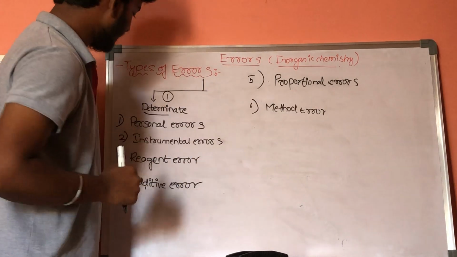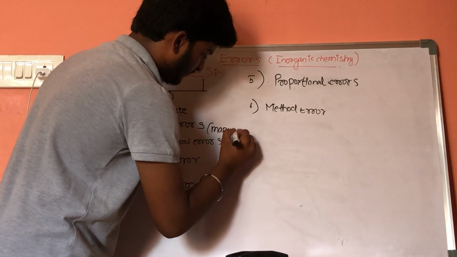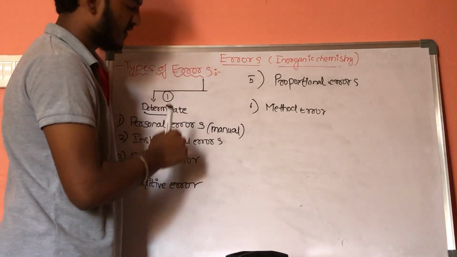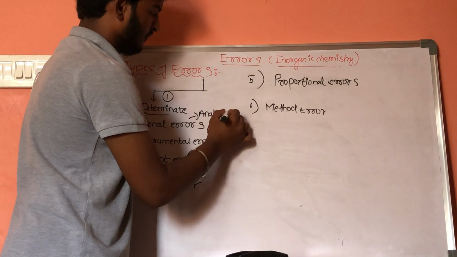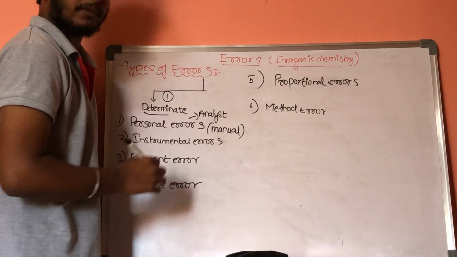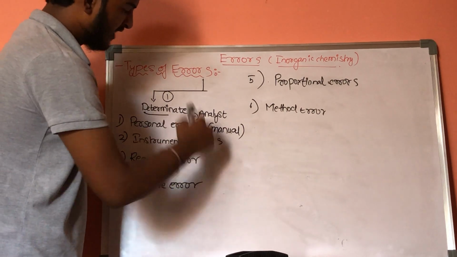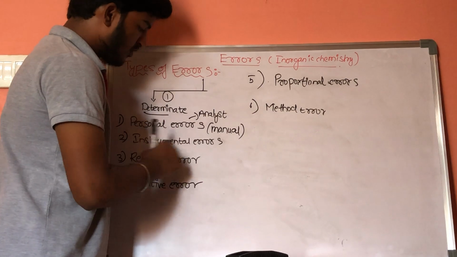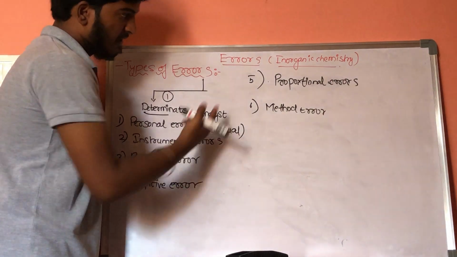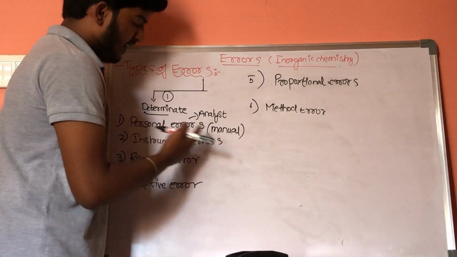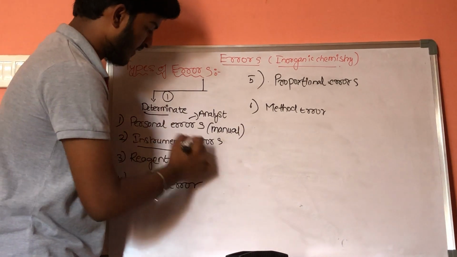Now coming to the personal errors. Personal errors are also called manual errors. These personal errors are caused by the analyst who is not well experienced in doing analysis process, and these personal errors can be overcome by experience. Now, instrumental errors. What are instrumental errors? Instrumental errors are the errors in which, if there is any error or any damage to the instruments which are used by the analyst during the analysis process, then there is an error called instrumental error.